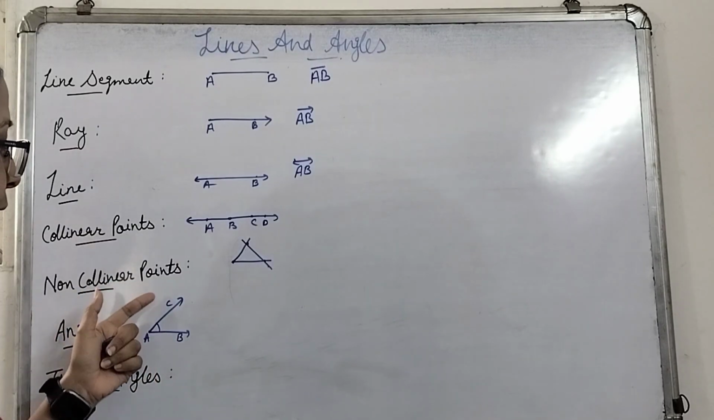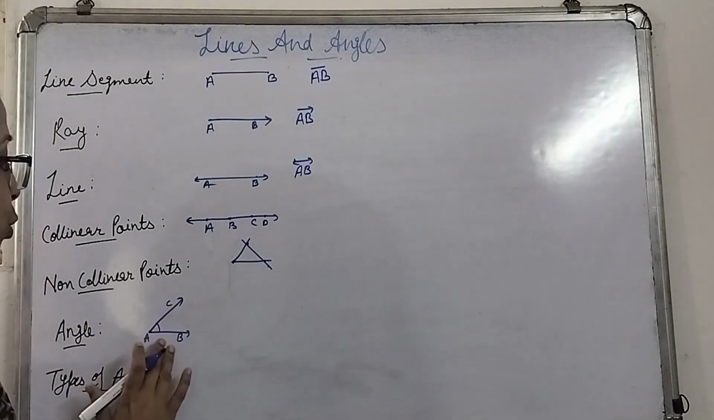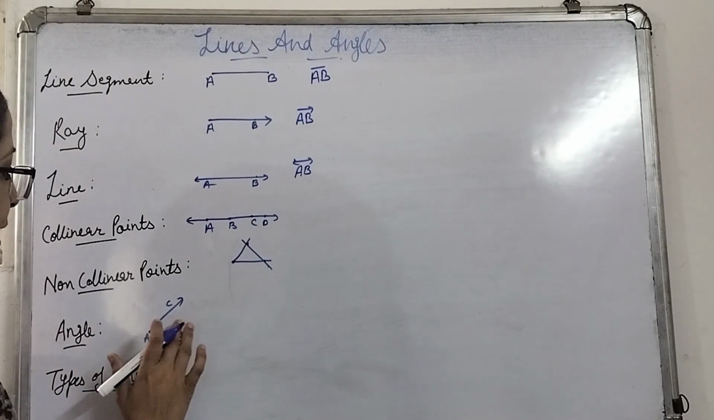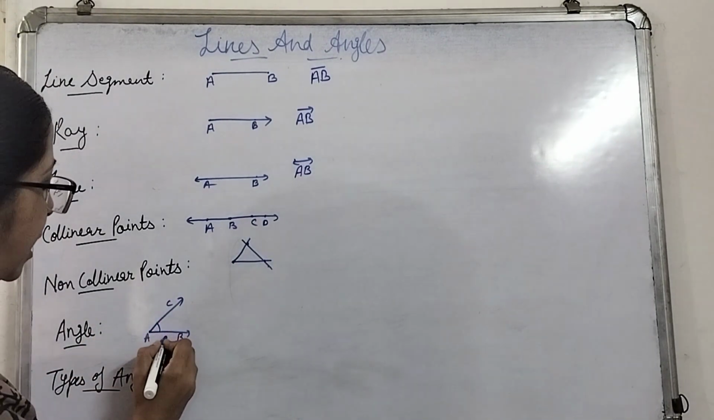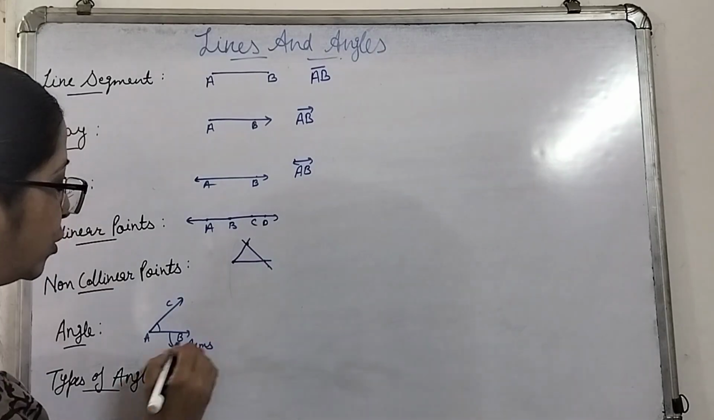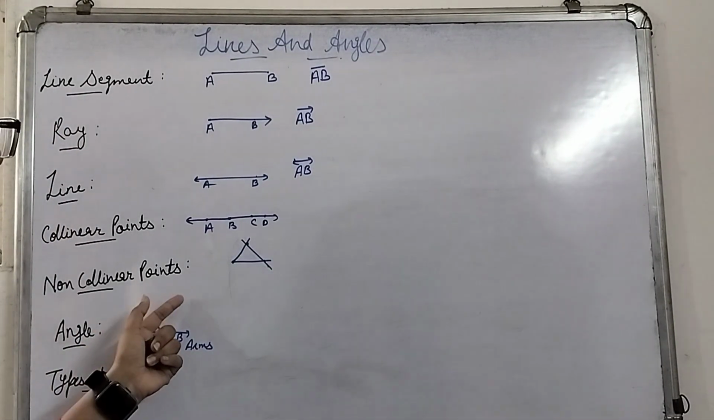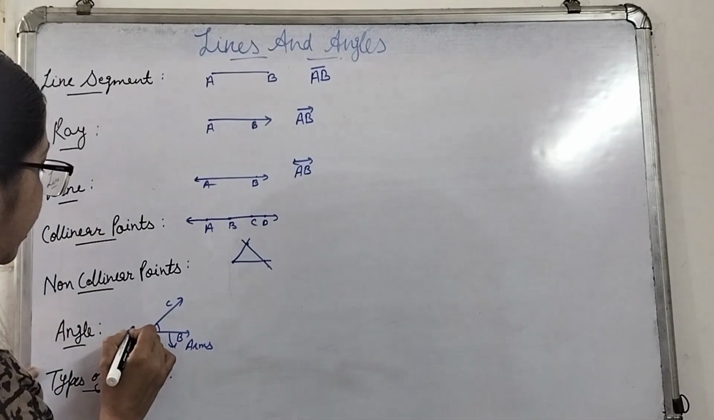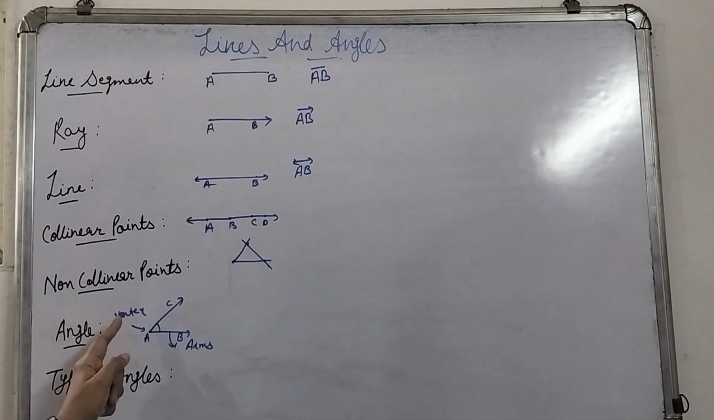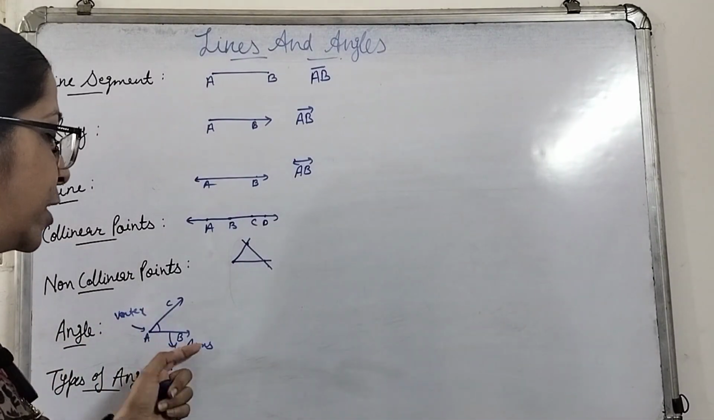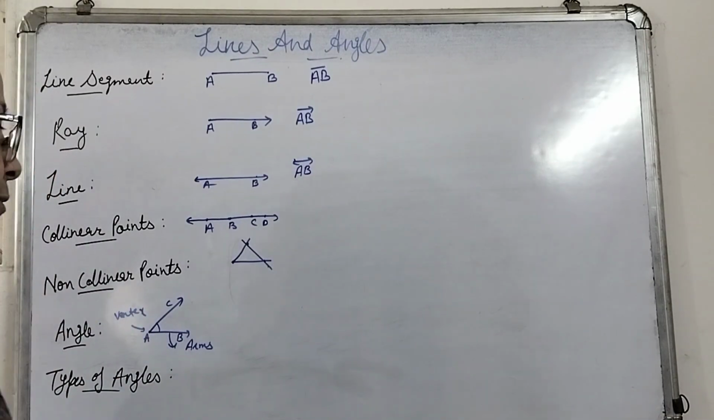For rays AB and AC, your endpoint is the same, that is A. If we have two rays whose endpoint is the same, then they form an angle. Over here, AB and AC are known as the arms of the angle, and A, the fixed point from which the rays originate, is known as the vertex. So point A is the vertex, and AB and AC are known as the arms of the angle.